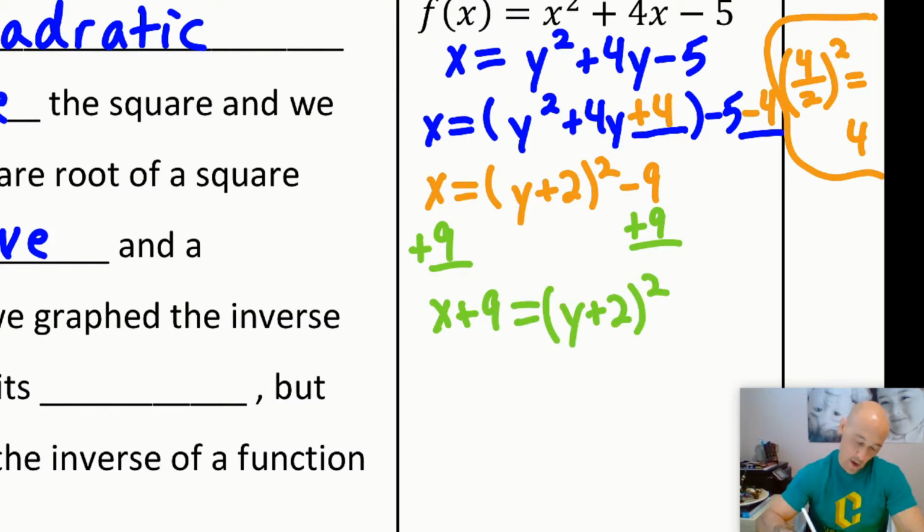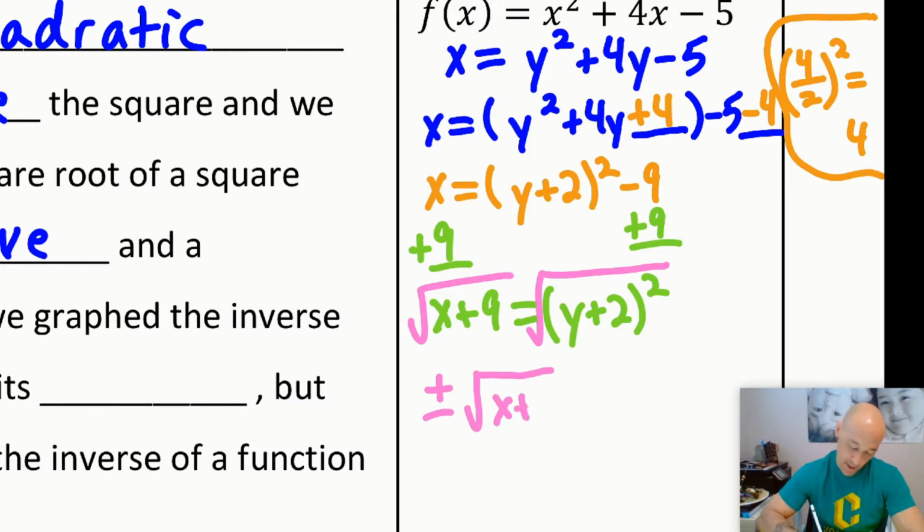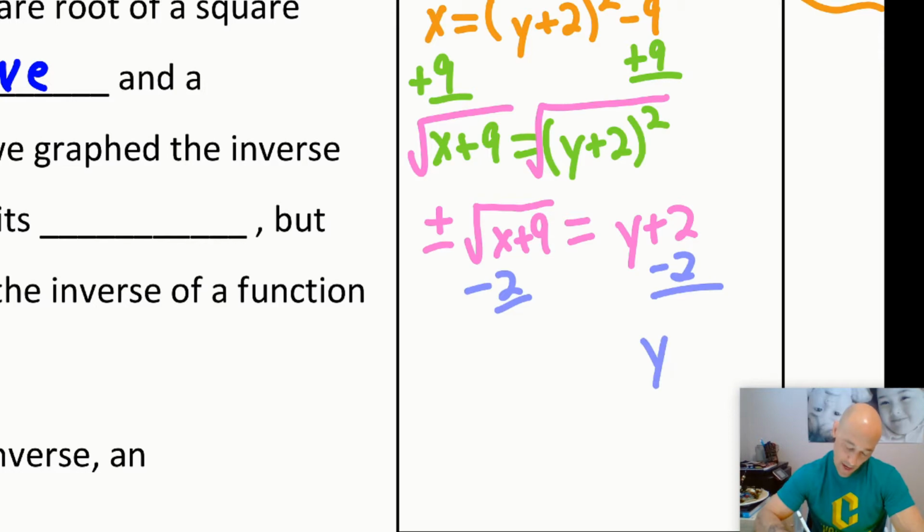That quantity is being squared. So the next step is going to require me to square root both sides, and this is where the positive and the negative show up. I have positive and negative square root x plus 9 is equal to y plus 2. And the last step here is going to be to subtract 2 from both sides. So we get y is equal to, and you can write the negative 2 in front or back. I'm going to do it like this, negative 2 plus or minus the square root of x plus 9.